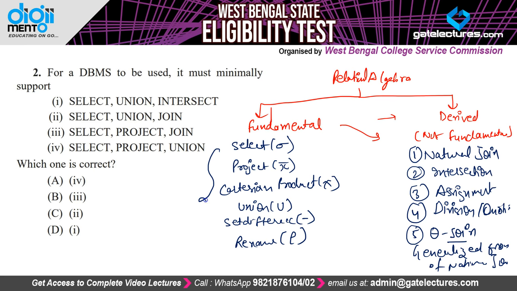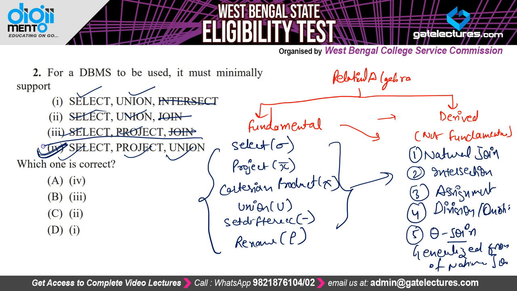Now they're asking in this question which of the following must be minimally supported. So these are the operations which should minimally be there. The select operation should be there. So as you can see, in the first case select is there, union is there. But intersection is not minimal because intersection can be derived from the fundamental operations only. Next, select should be there, union should be there, and join can be derived from the fundamental operations. Next, select should be there, project should be there, and join can be derived. Next, select should be there, project should be there, and union should be there. So option number 4 is correct because this is the minimal set here.